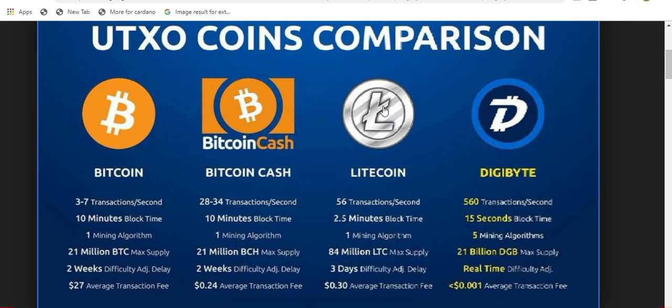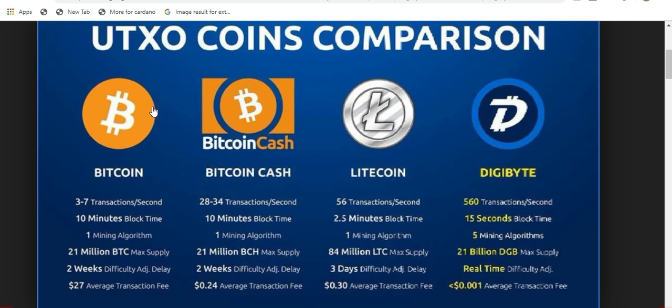And why people may choose to utilize the DigiByte blockchain as opposed to Ethereum, EOS, or other smart contracting platforms out there, I kind of already touched on it, and it really comes down to transaction speed. As you can see in this graph, I'm sure some of you have probably already seen it. Bitcoin can handle 3 to 7 transactions per second. Bitcoin Cash, 28 to 34 transactions per second. Litecoin, 56 transactions per second. And DigiByte, 560 transactions per second.